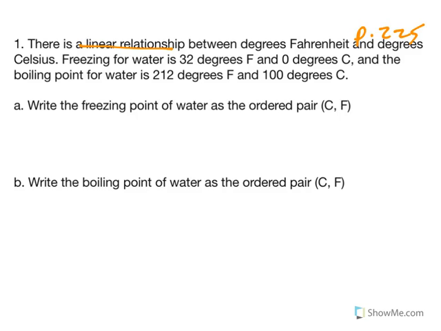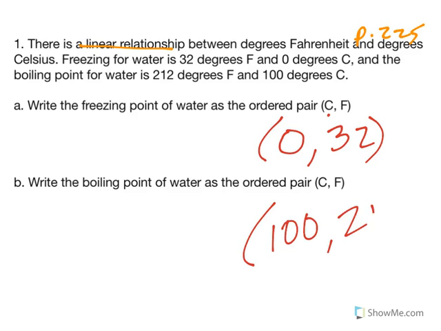All right, so the freezing point of water is an ordered pair. Well, notice that Celsius comes first. So the freezing point in Celsius is 0, and in Fahrenheit it's 32. So there's my ordered pair. And then boiling, if Celsius is first, we have 100, and Fahrenheit is 212. So there are my ordered pairs, and that's very important that you find ordered pairs because we need them to find slope.